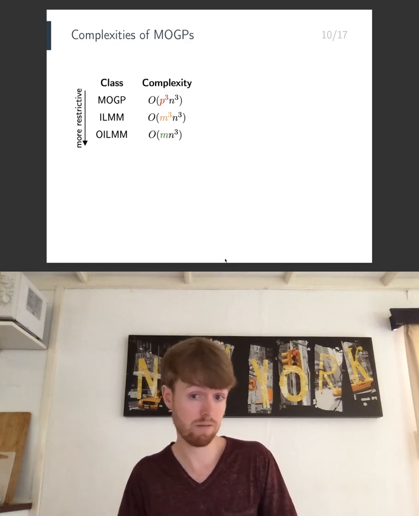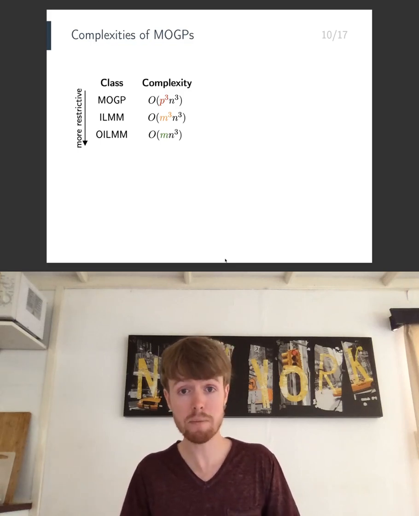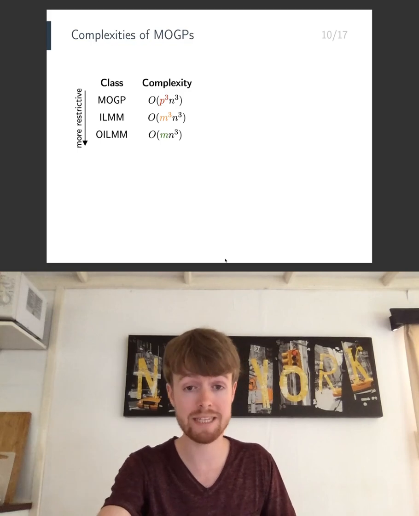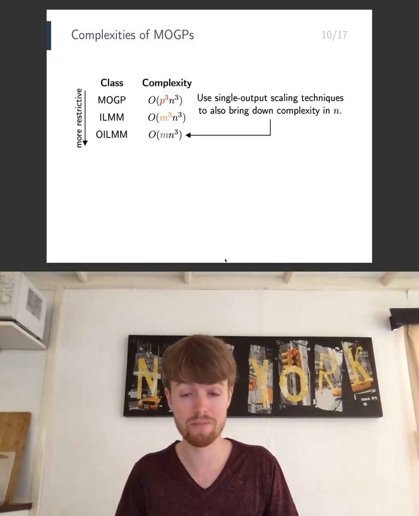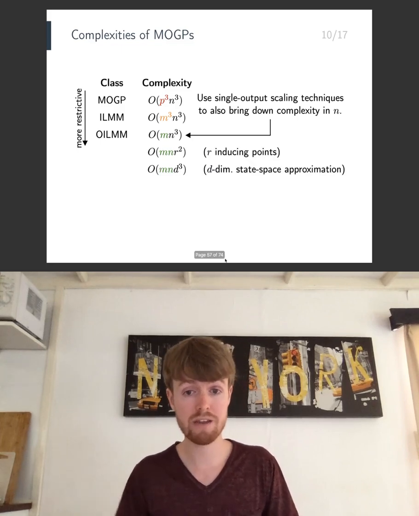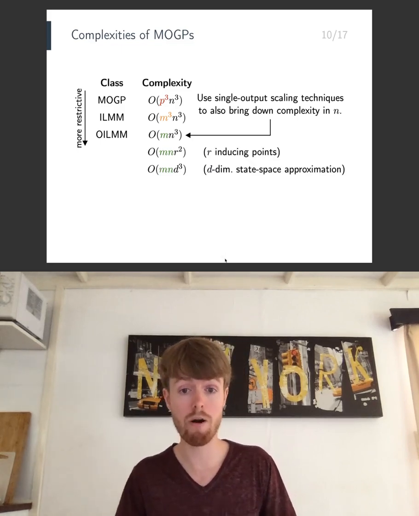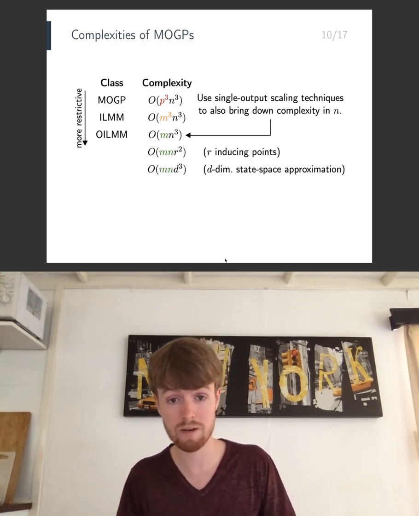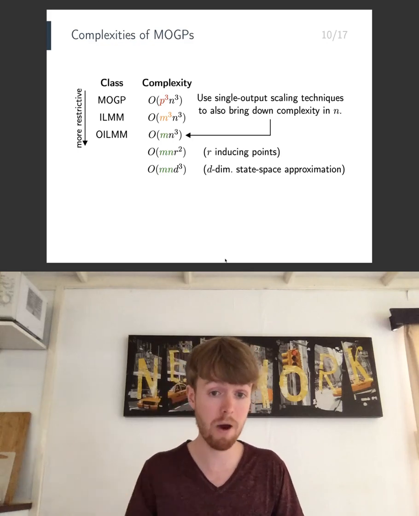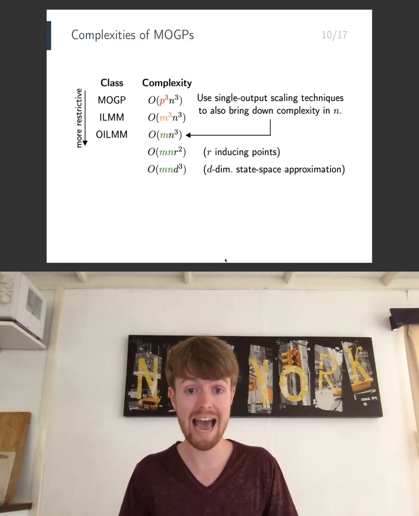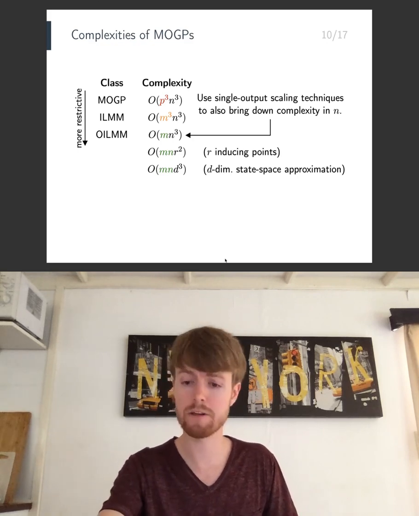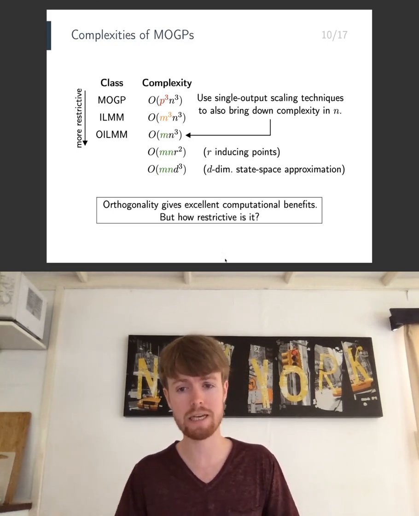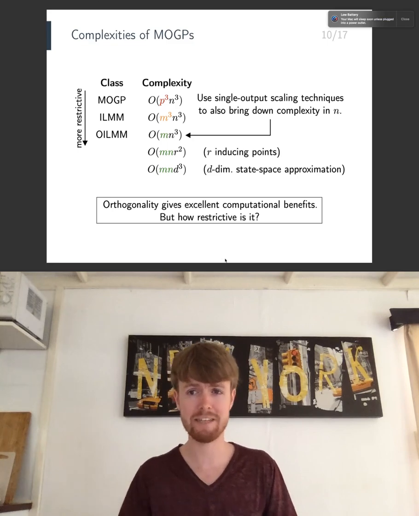However, as we previously remarked, the decoupled problems are compatible with single-output scaling techniques, which we can use to also bring down the complexity in n. For example, using a variational-inducing point method or a d-dimensional state space approximation, we obtain a linear dependence both on the number of basis vectors m and the number of points in time n. It is clear that orthogonality gives excellent computational benefits, but how restrictive is it?